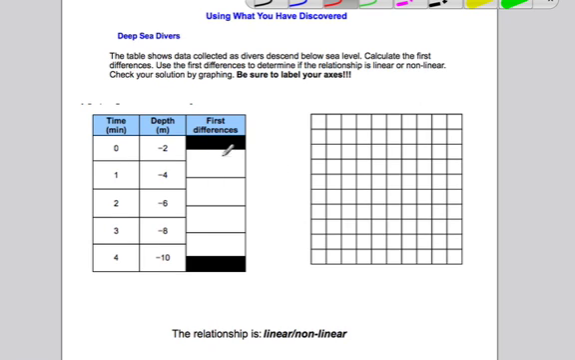Now in this one, we're looking at deep sea divers, and we first of all want to look at the first differences here to determine whether this is a linear or nonlinear relationship, and then we're going to check by graphing. So first thing is we have to figure out the first difference between -4 and -2. And I'll show the calculation first of all.